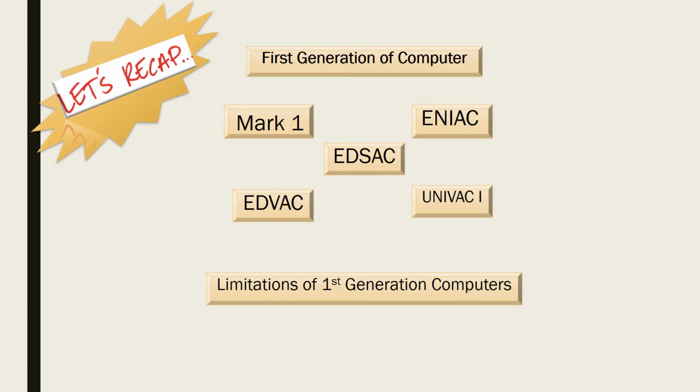EDSAC was designed in 1949 and was slightly faster than the ENIAC. It was the first electronic computer that used stored programs. EDVAC was completed in 1948. It had the capacity to hold stored programs as well as data. UNIVAC 1 was developed in the year 1951. It was the first commercially available electronic computer.